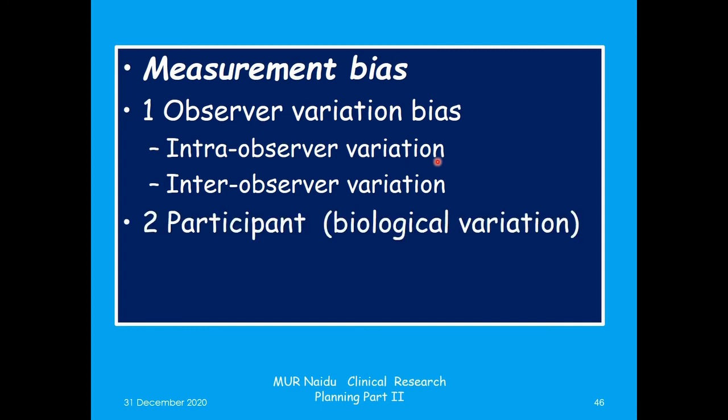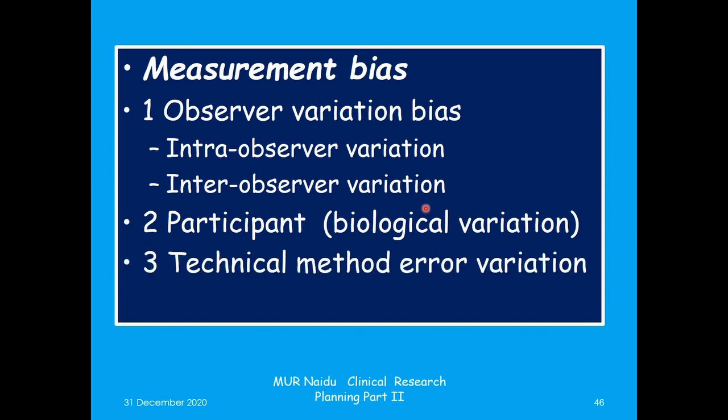Participant bias we have already discussed, because of various biological variation due to various genomic factors, or not properly following the instruction which is given, or there may be some other internal reasons responsible which may be causing a lot of variation in the subject response. So that is the participant response.